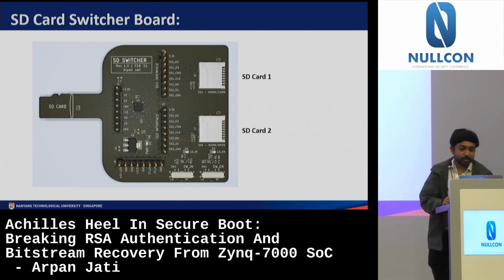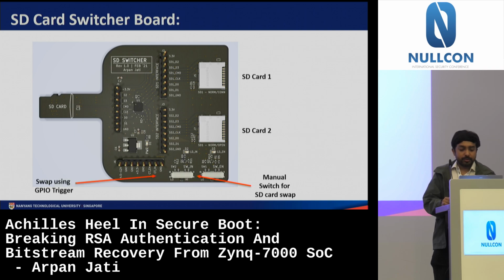You can see this is the PCB I designed. There is a U1, that's a small chip. It's just an analog switch. Using this switch, we can switch between two SD cards. There is one wire below, this GPIO trigger, and your attack image can be in SD card 1 and the normal image can be in SD card 2. Just by changing one pin, we can switch between SD cards. So the FPGA does not know.